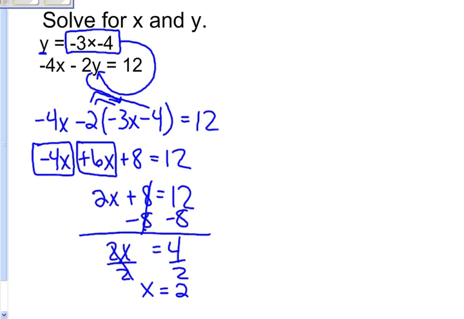Now, it says up top that we want to solve for both x and y. Well, that's because whenever you have a system of equations, two equations, the solution is the point where they intersect.